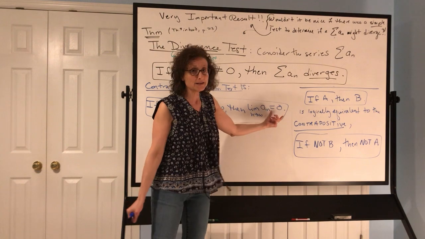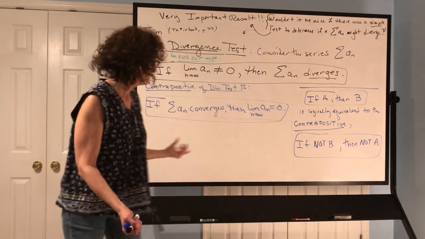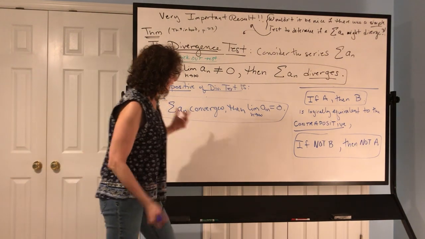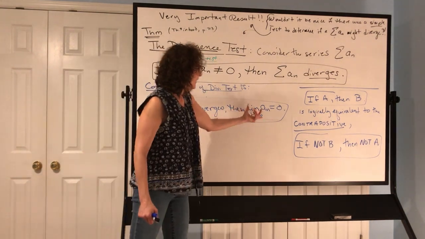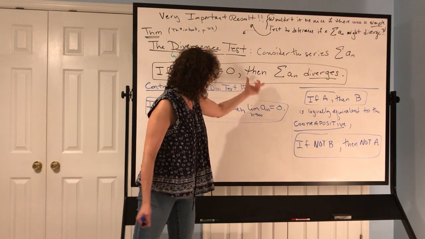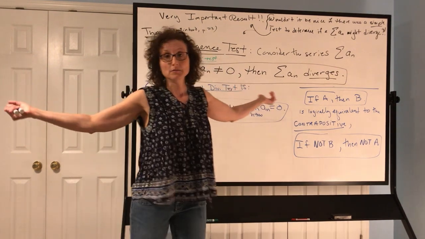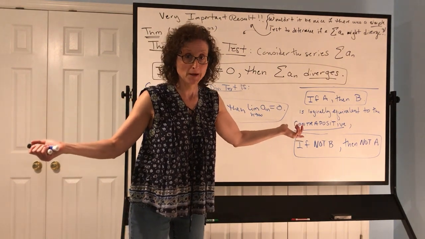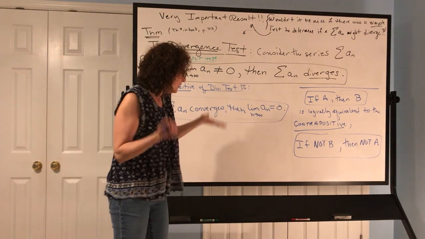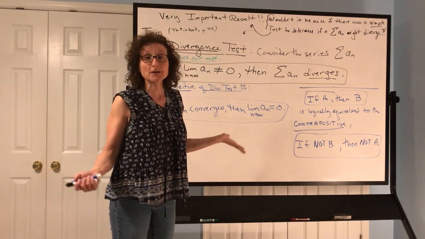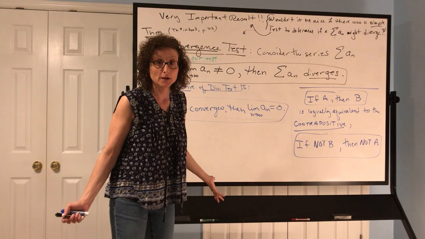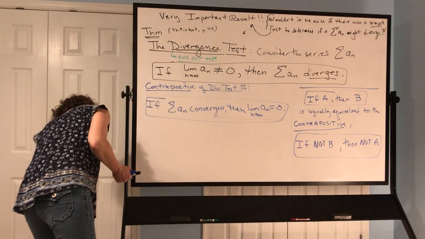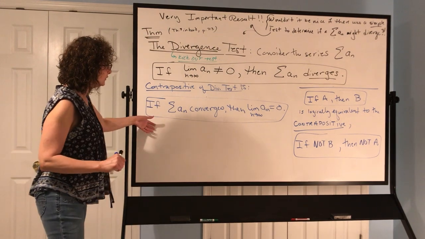But if that limit is 0, does that mean the series converges? Absolutely not, right? Okay? If we take this limit and the limit is 0, well then we know nothing, right? Okay? We know nothing. We know that the series could converge, it could diverge. We have to come up with some other test to try. Yeah? Okay. So, let's try to prove this theorem.